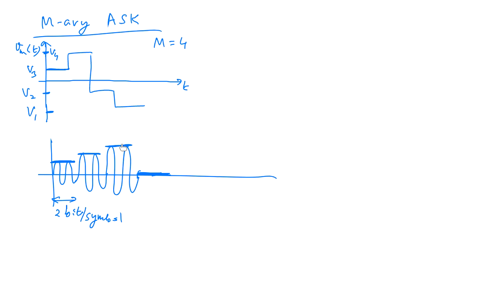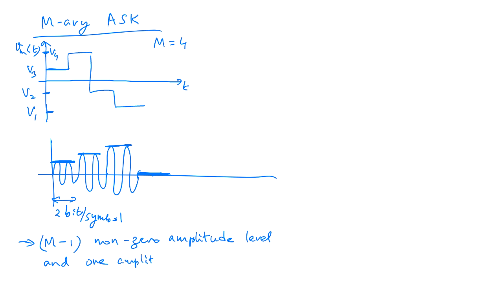Okay, so generally for M-ary ASK, we will have m-1 non-zero amplitude levels and 1 amplitude level which is 0.